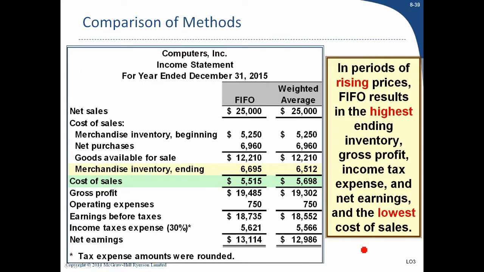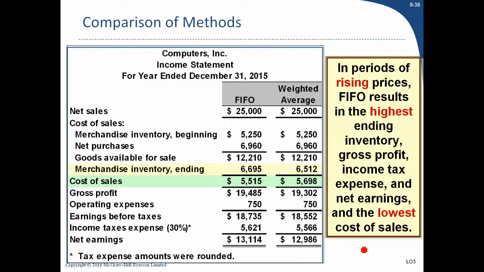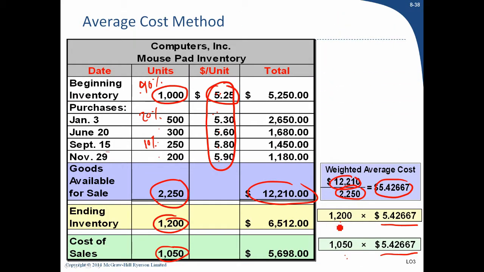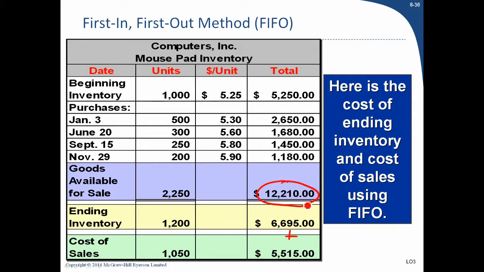Now here's the thing, these are going to give you slightly different numbers. Ending inventory under the weighted average cost method is 65.12. Under the FIFO method, it's 66.95. Not that big a difference, but depending on the numbers you're using, you can get really big differences.